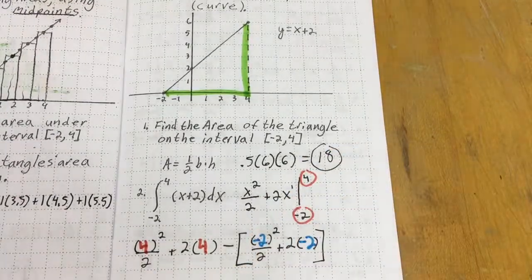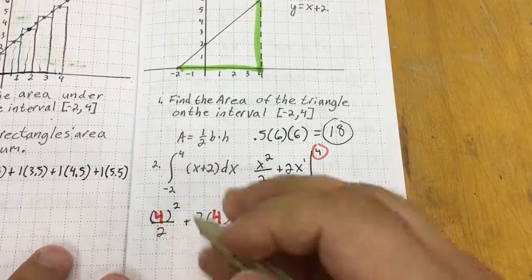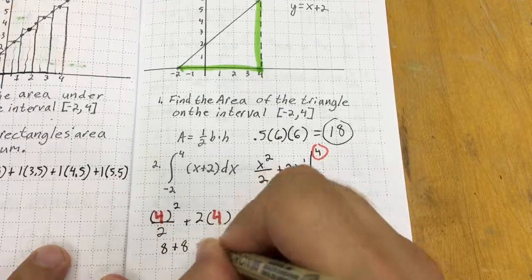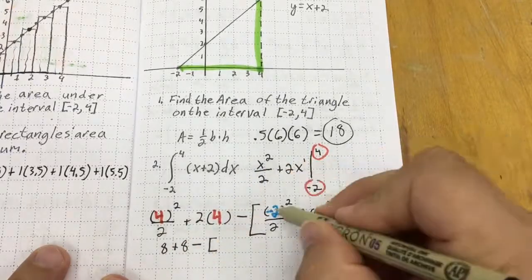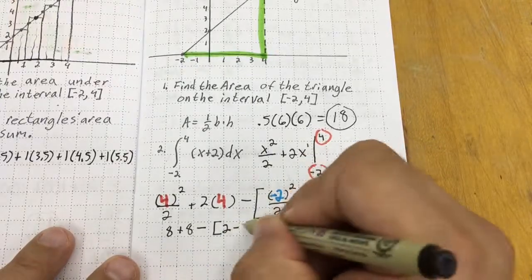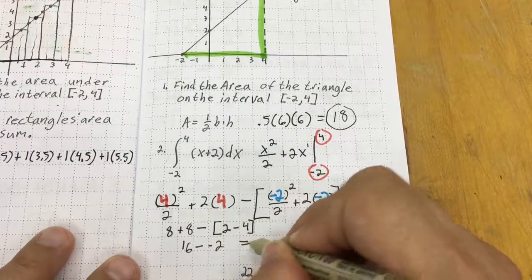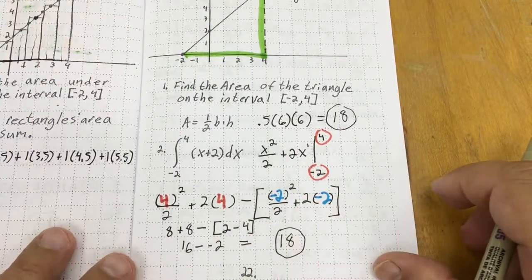And now I'm going to evaluate this. Realize the exact area using geometry is 18. 4 squared is 16. 16 divided by 2 gives me an 8 plus 8 minus this quantity over here. Let's see what that's going to give me. -2 squared will give me 4. 4 divided by 2 is 2. 2 times -2 is -4. 8 plus 8 is 16. 16 minus -2, that's going to equal an exact area using calculus of 18.